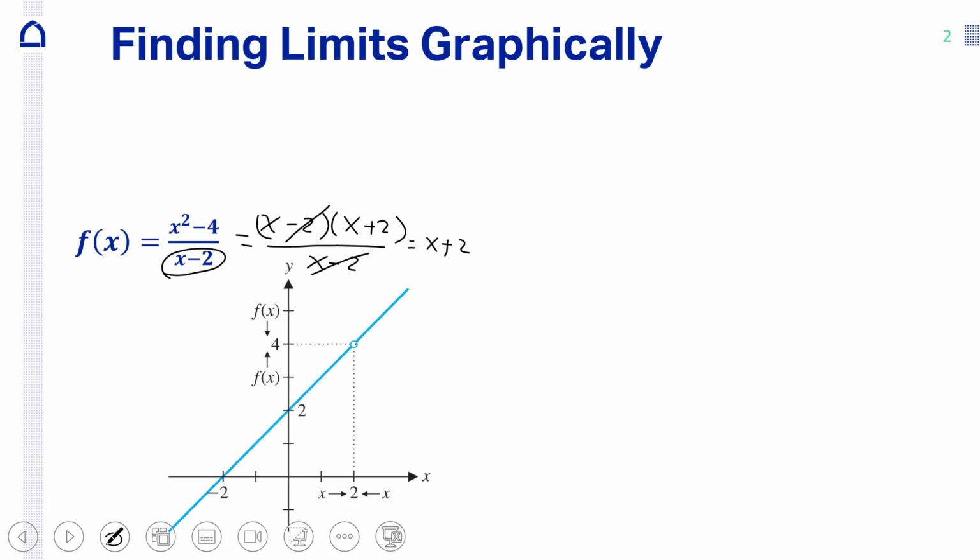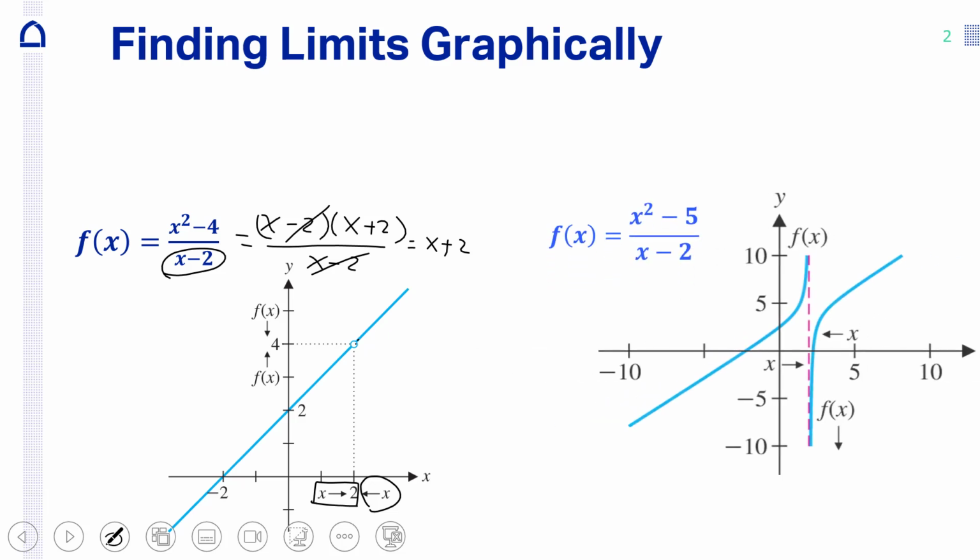Now, if I come from the right of 2, I will reach this height, 4. If I come from the left of 2, I also reach the same height, 4. And what do I call this? I call it the limit of the function. So I have two limits. Also in this case, the same.